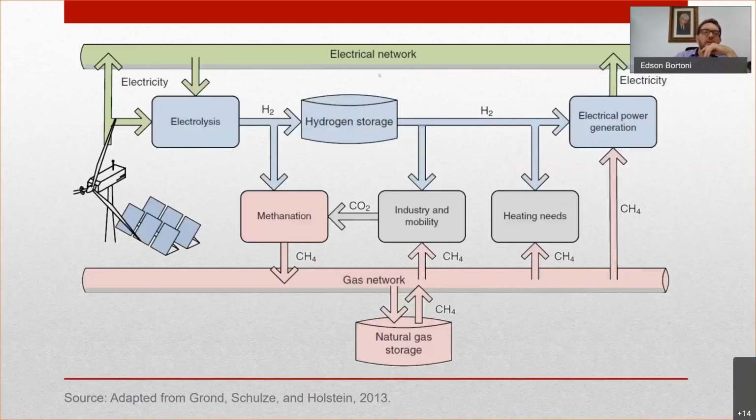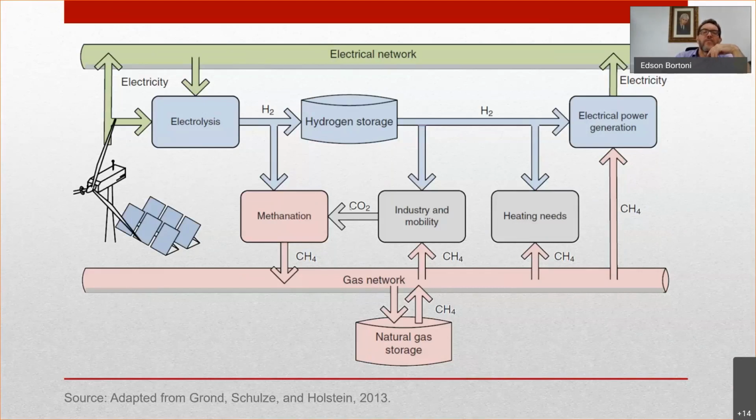And the natural gas, so we can, from either wind generation or solar photovoltaics, make electrolysis, separating the hydrogen. You can store the hydrogen, or you can mix the hydrogen with the carbon dioxide from the industry, and you can make methanization.